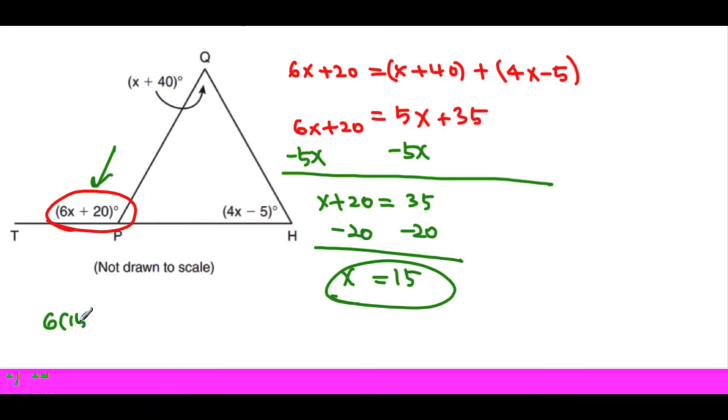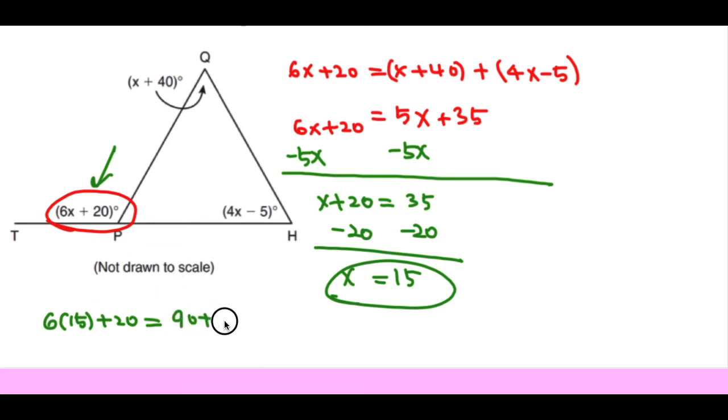So let's try to figure this one out. 6 times 15 plus 20. What is 6 times 15? That's 90. Plus 20, which is equal to 110. So 110 becomes our final answer.